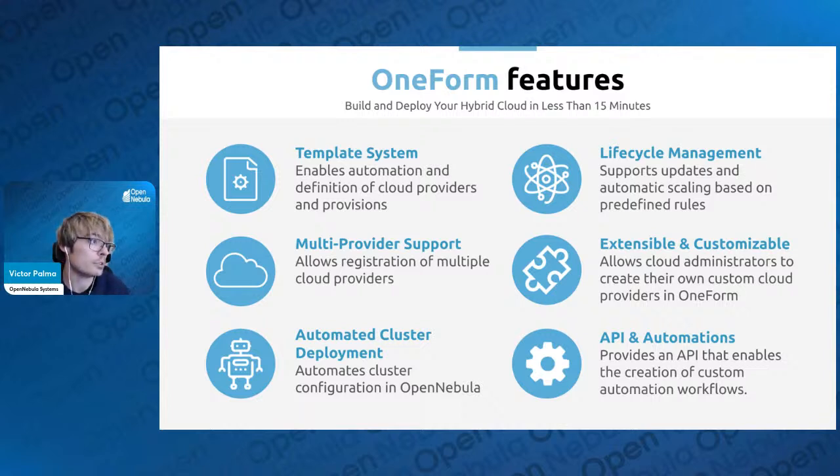Then we have a multi-provider support that allows for registration of multiple cloud providers, so you can register at the same time providers like AWS, Equinix, or Scaleway. That is the last supported driver that we developed recently. Then we have the automated cluster deployment. So OneForm automated cluster configuration in OpenNebula not only provisions the resources in the public cloud in the provider, for example in AWS, but also configures all the necessary configuration in your OpenNebula cloud.